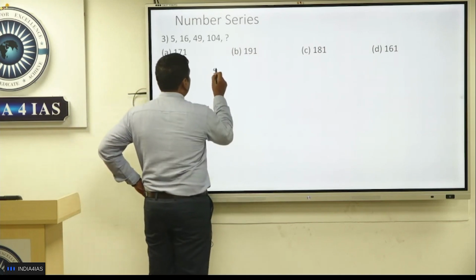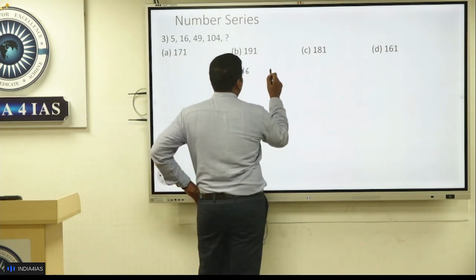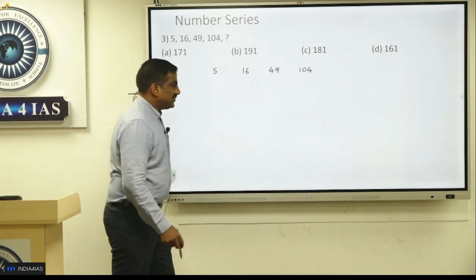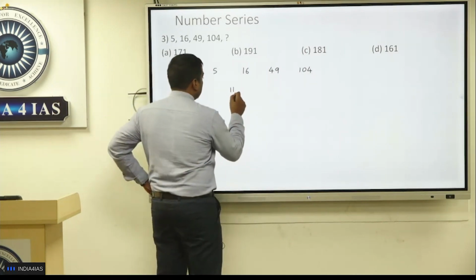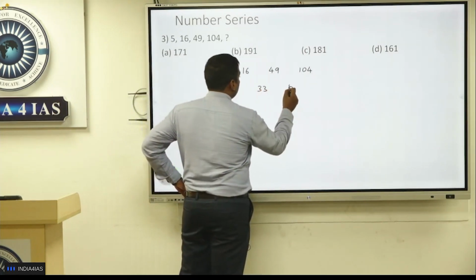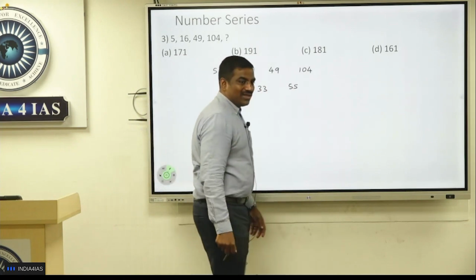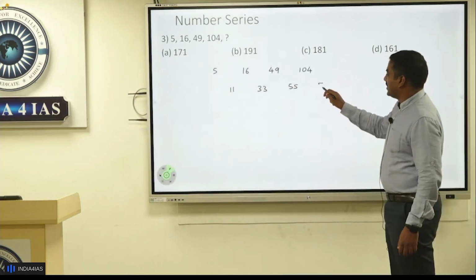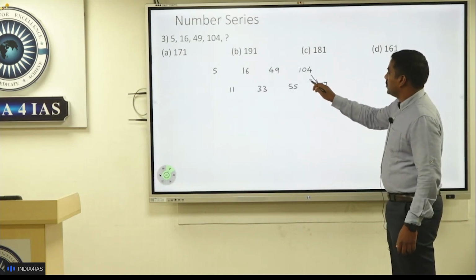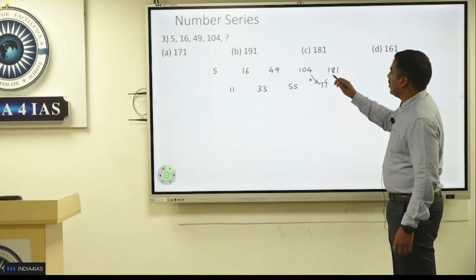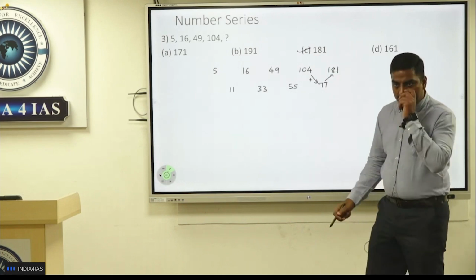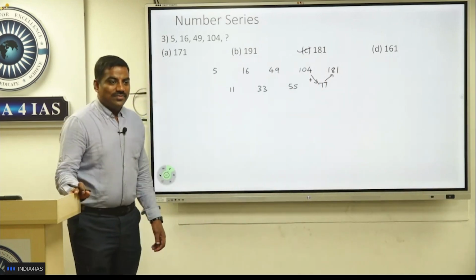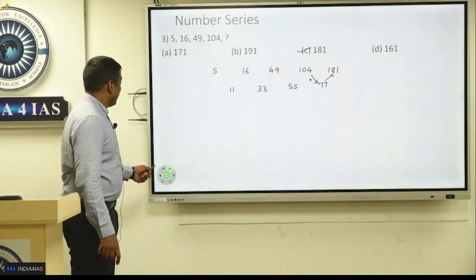Five, 16, 49, 104. Take the difference again. You got the clue? Yes. So next is what? So to add 77, so it will be 181. Fine. Life is simple so far.